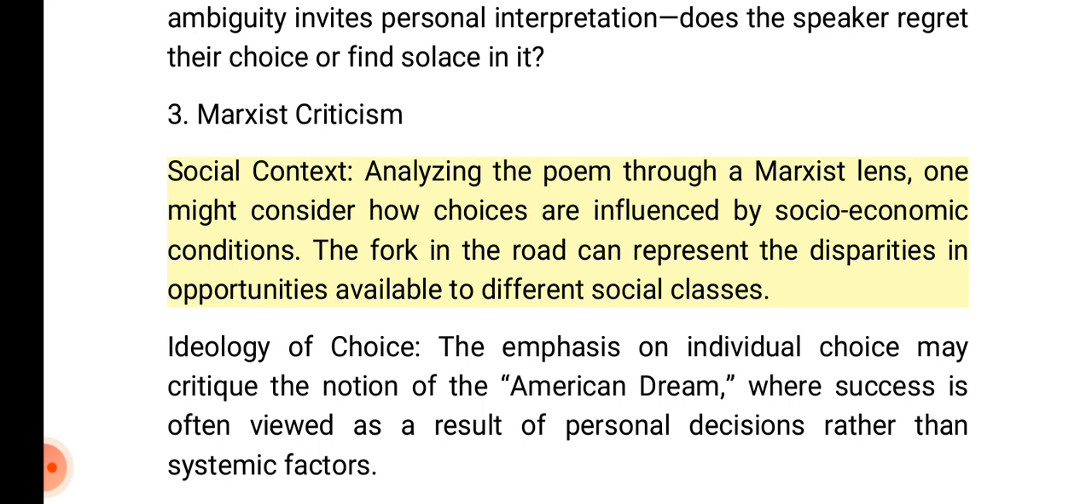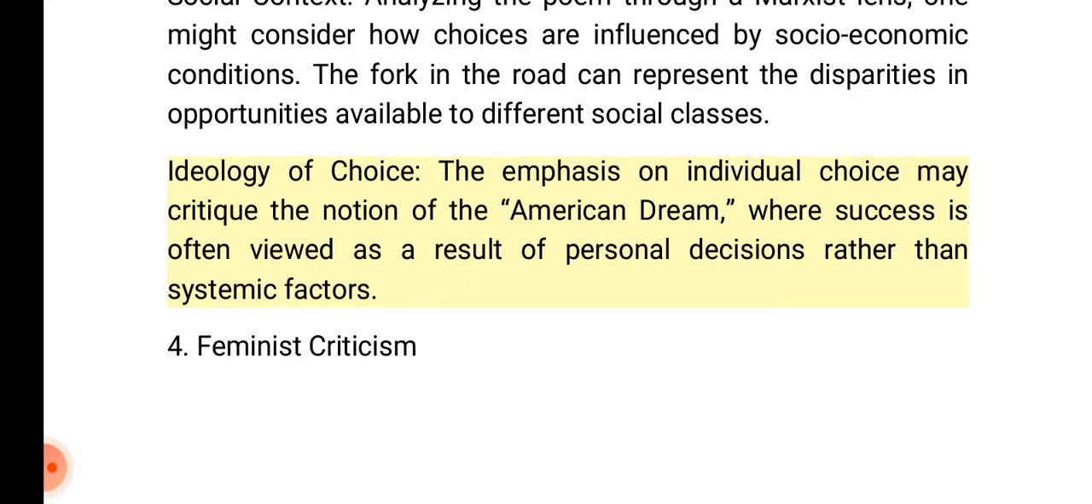Analyzing the poem through a Marxist lens, one might consider how choices are influenced by socio-economic conditions. The fork in the road can represent the disparities in opportunities available to different social classes. Ideology of choice. The emphasis on individual choice may critique the notion of the American dream, where success is often viewed as a result of personal decisions rather than systemic factors.